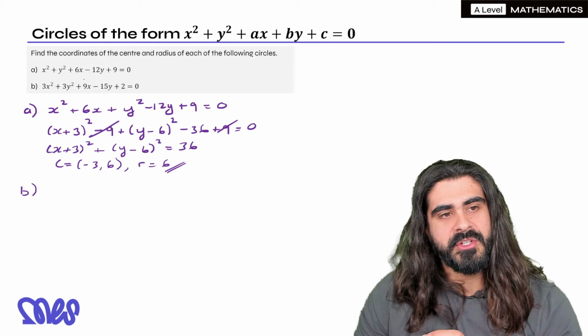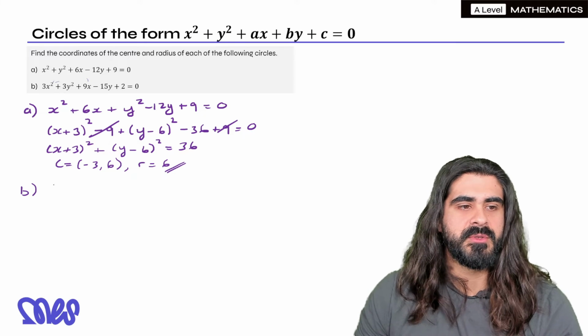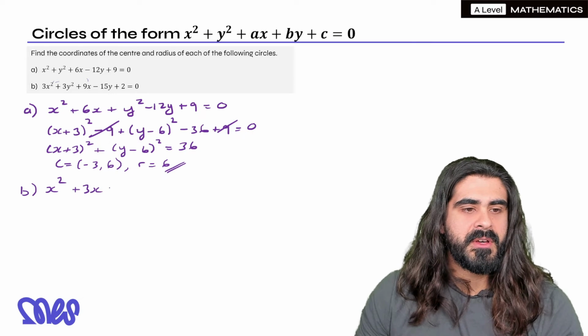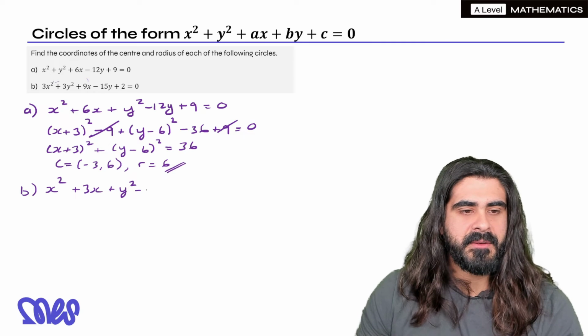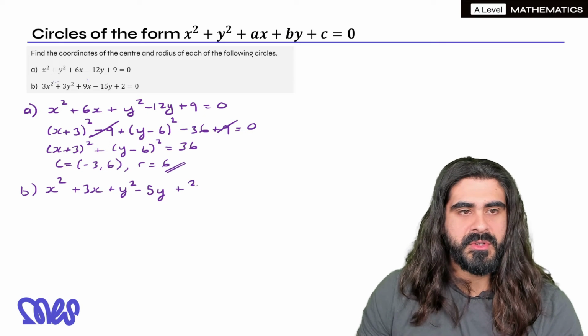And what I'm going to do is show this 9x, I'm just going to write it next to the x squared term as well. So dividing through by 3, we have x squared, 9x divided by 3 is 3x. Then we have y squared, minus 15 divided by 3 is 5y. Then be careful, we have to divide the constant by 3 as well. So we have 2/3.